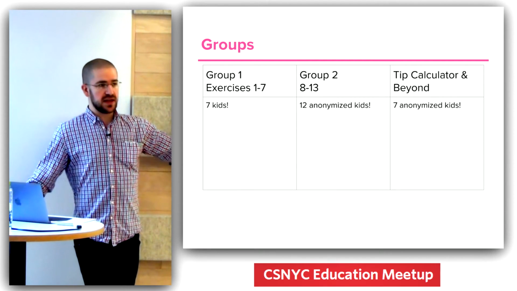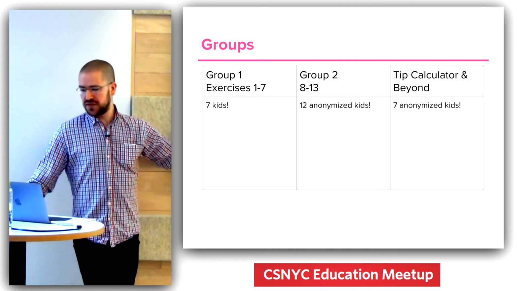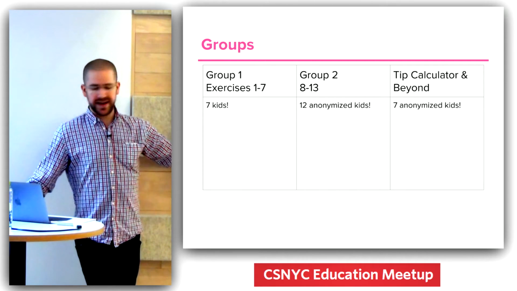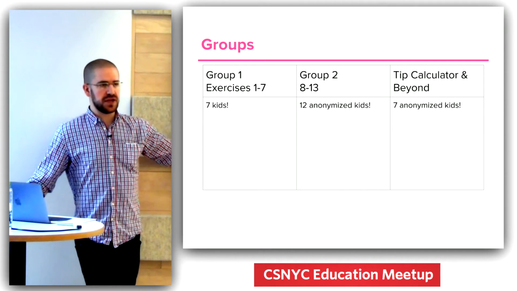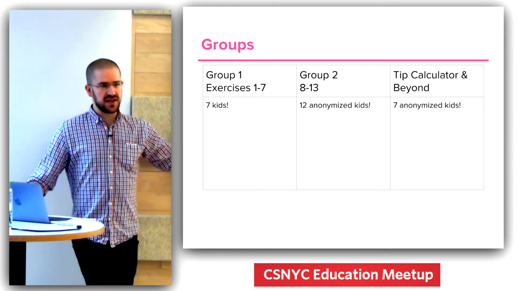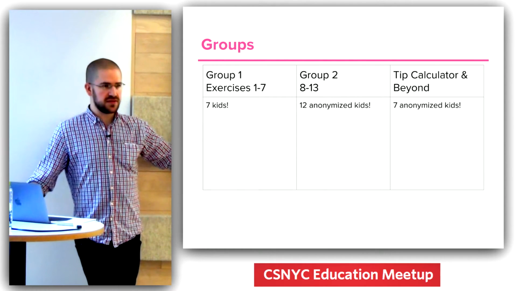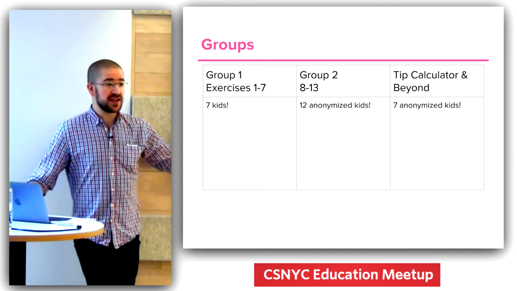And you see kids, the best thing is they're not asking me for help. So if you're one of the 12 anonymized kids in group 2 and I'm working with group 1, who are you going to talk to for help? You can't talk to me. I will not speak to you. Who are you going to talk to? Group 3. You're going to bother group 3.